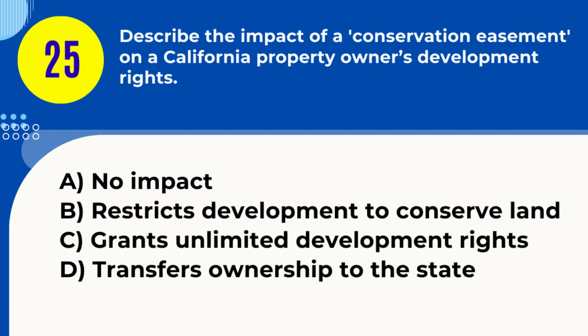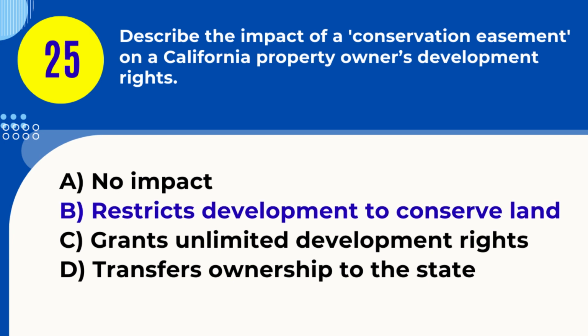Question 25. Describe the impact of a conservation easement on a California property owner's development rights. A. No impact. B. Restricts development to conserve land. C. Grants unlimited development rights. D. Transfers ownership to the state.